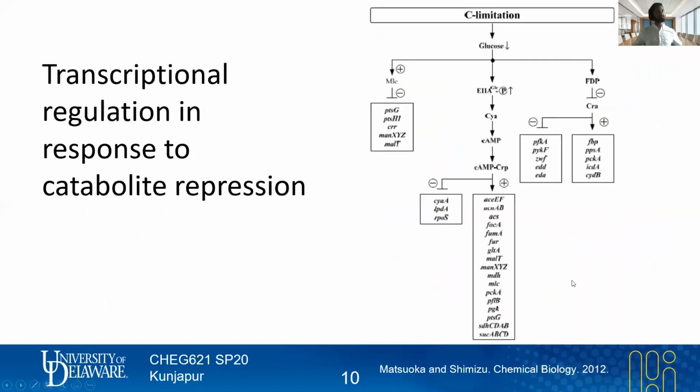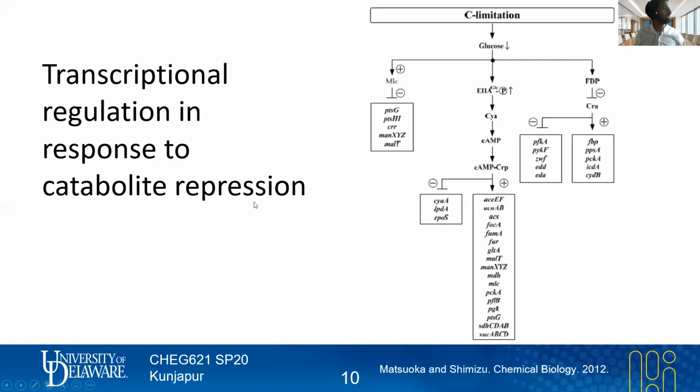All right, so sometimes these regulatory networks and transcriptional responses can be huge or elaborate. In the case of catabolite repression, a limitation in carbon, specifically, not the absence of glucose, can affect all of these genes.